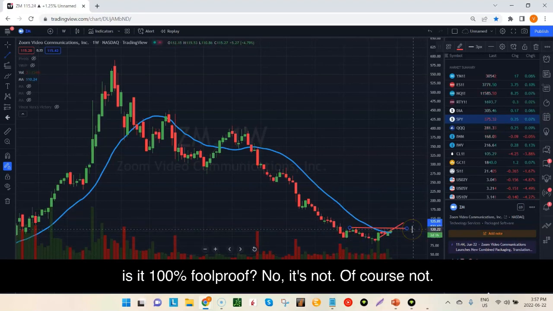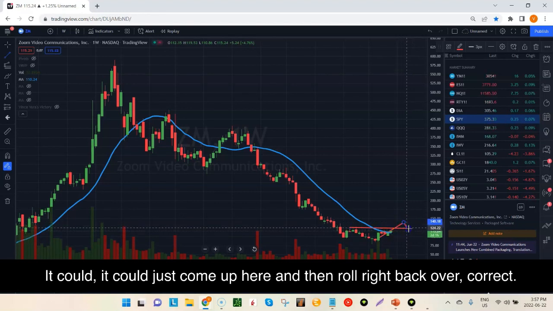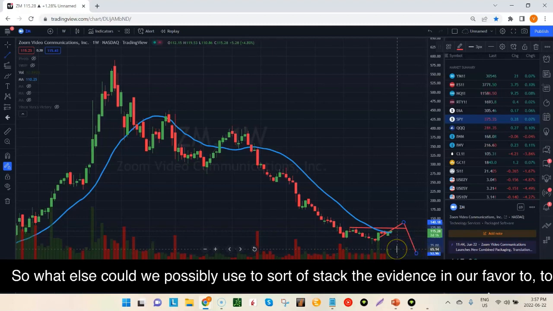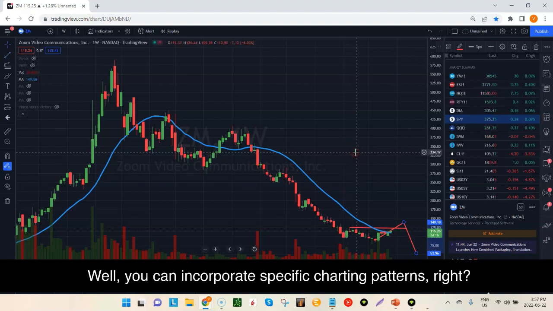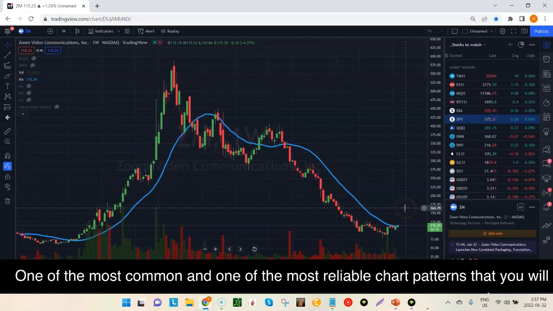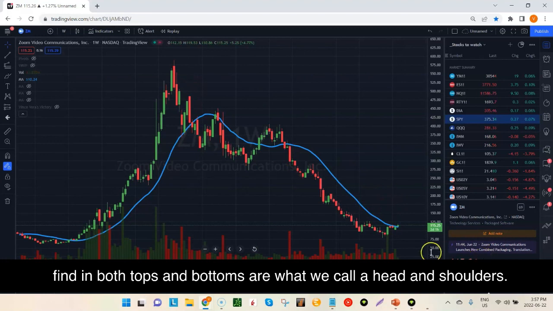Now, is it 100% foolproof? No, it's not. Of course not. It could just come up here and then roll right back over. Correct? So what else could we possibly use to sort of stack the evidence in our favor to convince ourselves that the bottom is in and we're only going higher from here? Well, you can incorporate specific charting patterns, right? One of the most common and one of the most reliable chart patterns that you will find in both tops and bottoms is what we call a head and shoulders.